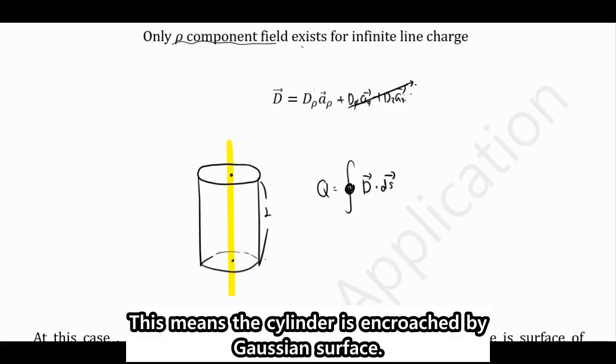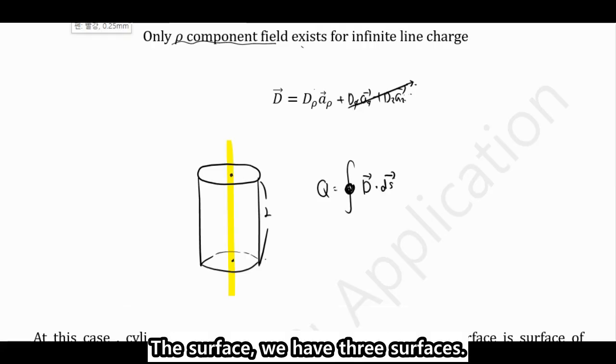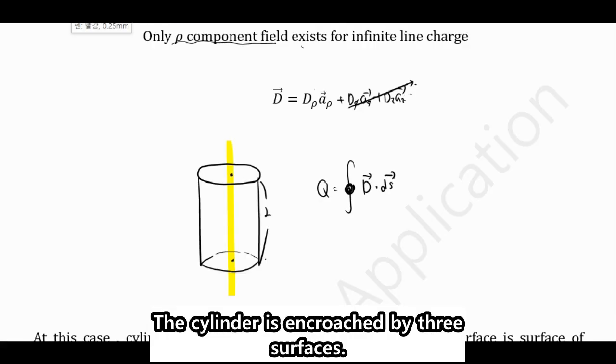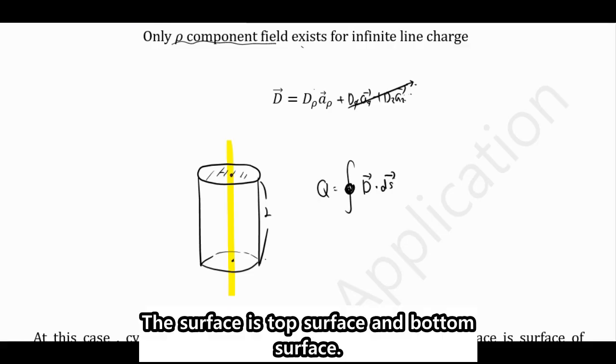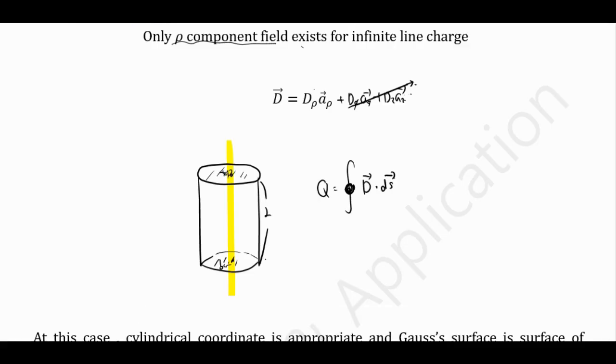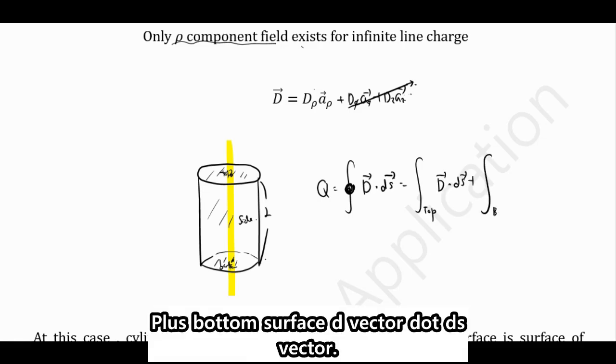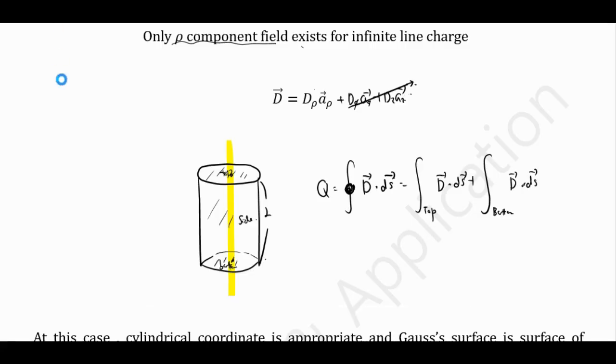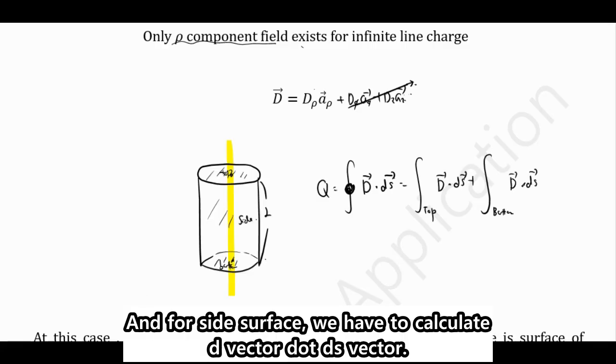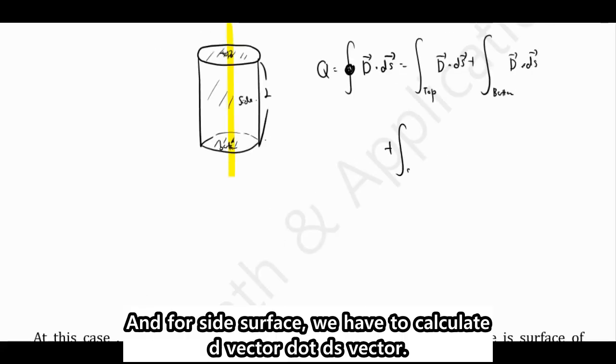This means the cylinder is enclosed by Gaussian surface. We have three surfaces. The cylinder is enclosed by three surfaces: top surface, bottom surface, and side surface. For the top surface, D vector dot dS vector, plus bottom surface D vector dot dS vector, and for side surface, we have to calculate D vector dot dS vector.